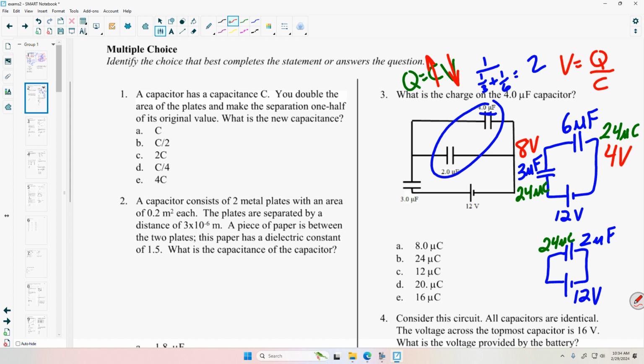Okay, so the answer there, the charge on the 4 microfarad capacitor, oh, I didn't finish. Actually, let me finish. So I have 4 volts on that 6 microfarad. That means I have 4 volts here and here, because capacitors in parallel have the same voltage, and they have the same voltage as their equivalent capacitor. So I have 4 volts and 4 volts there. And if I want to know the charge on the 4 microfarad capacitor, Q is equal to CV. So that means that Q on this capacitor is 4 times 4, or 16 microcoulombs. That's on this capacitor right here.